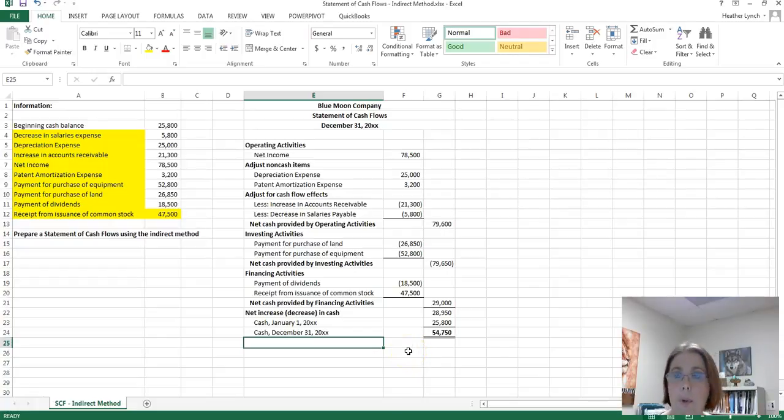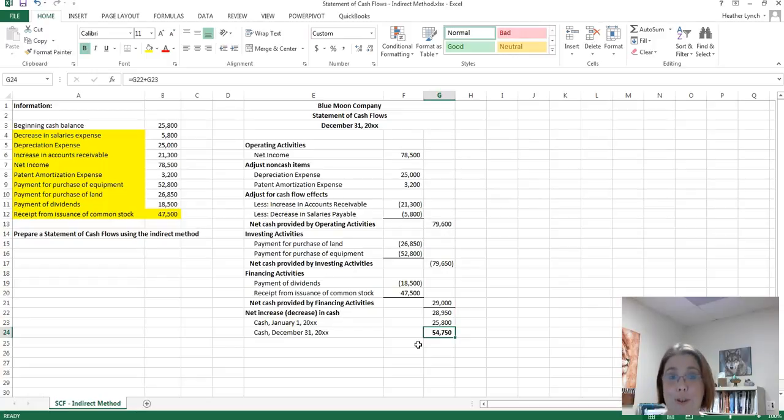I don't have on here any information on the balance sheet. But this cash December 31st, 2016, the $54,750, that better equal your cash balance on your balance sheet as of December 31st, 2016. One thing to look at: you want net cash provided by operating activities positive. If you have negative, that means you're overspending. You're not making enough on your operating activities.